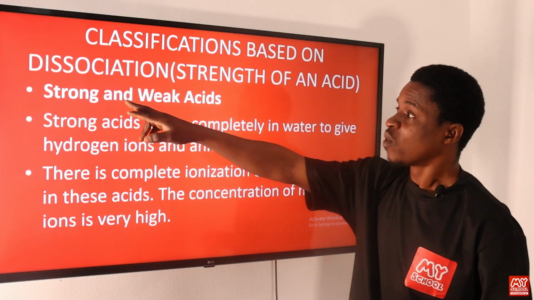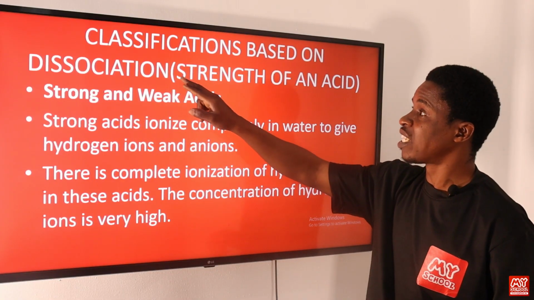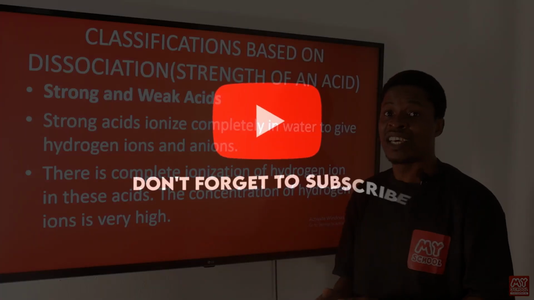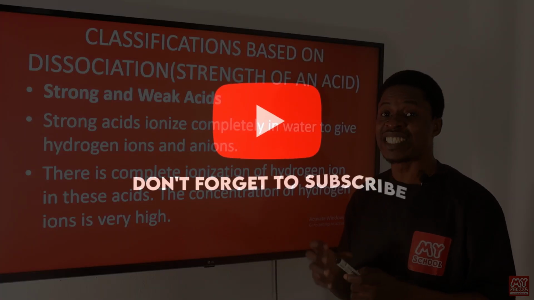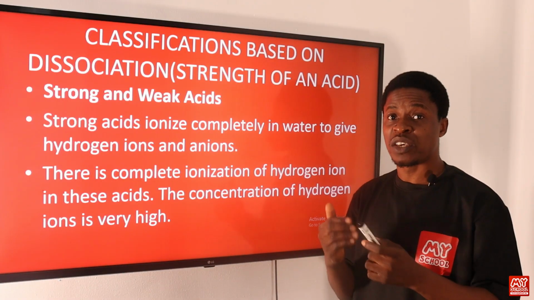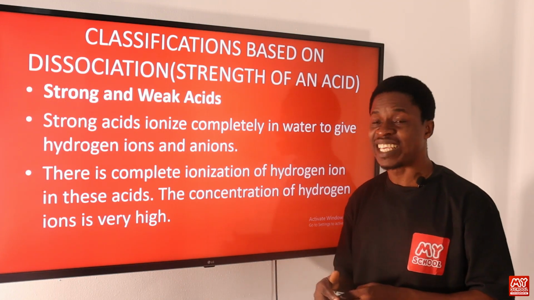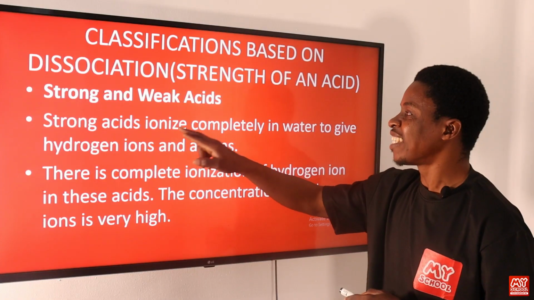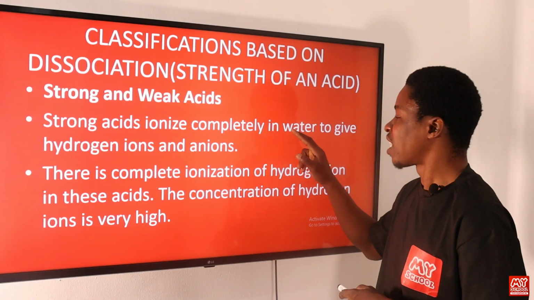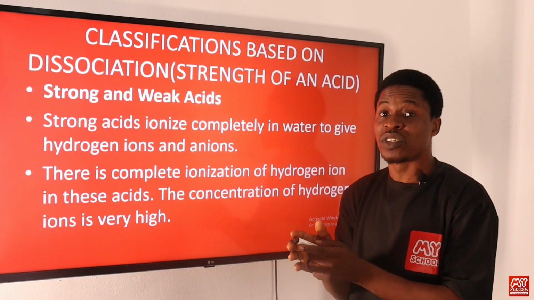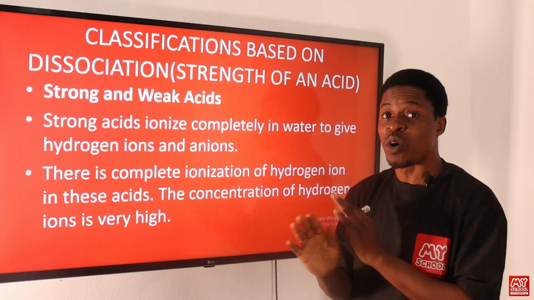So let's look at strong acids now. When you dissociate, we are talking about how they dissolve. Is it partially or completely? Those acids that dissociate completely when they are reacted with aqueous solution or with water are said to be strong acids. So strong acids will ionize completely in water to give hydrogen ions and anions. When you dissolve them in water, a strong acid will dissociate completely.